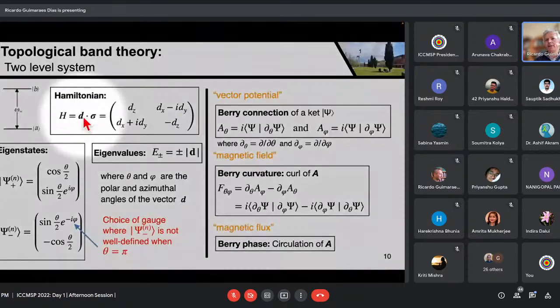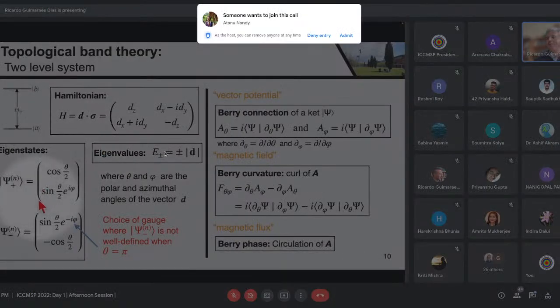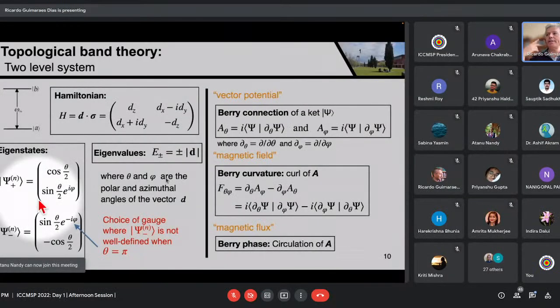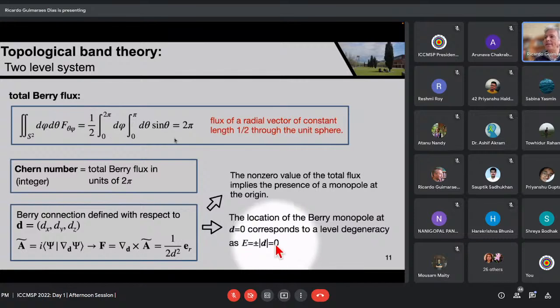Sorry, okay. And if you find the eigenvalues of this matrix, you get plus and minus the magnitude of D. And if you find the eigenbases, these eigenbases can be written using the spherical angles of this vector D. So theta and phi are the spherical angles defined by the vector D. And it means that the two levels are degenerate. So when I have a degeneracy, it creates flux, this very flux, okay?